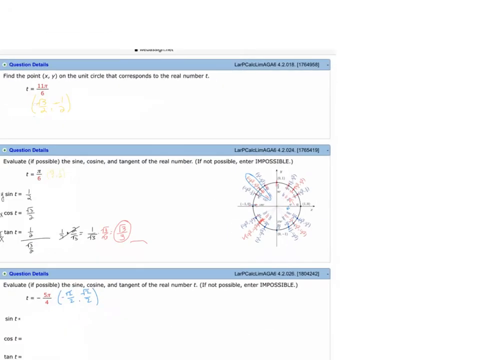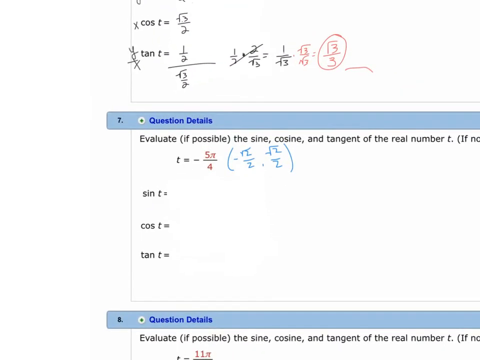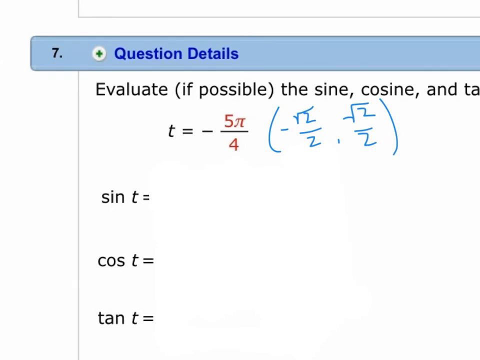Yes, sir? Is there ever going to be an equation that's not on the unit circle? Yes, but we're not in this section. We'll get to that in like 4.4. But that's not included. Everything I'm going to give you is on the unit circle. Okay, so guys, sine, cosine, and tangent's real easy for this one.